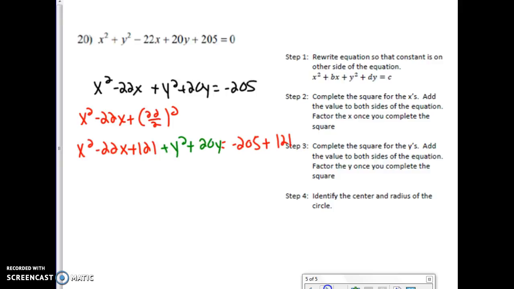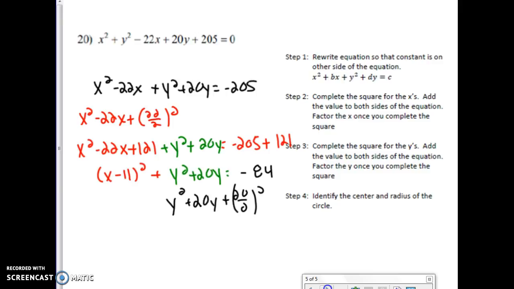Okay, so right now I factor out the left side. Right now I have (x minus 11) squared plus y squared plus 20y equals negative 84. I'm going to repeat the process with the y's now. So I'm going to take y squared plus 20y plus (20 over 2) squared. So that's y squared plus 20y plus 100. So I have negative 84 now plus 100.